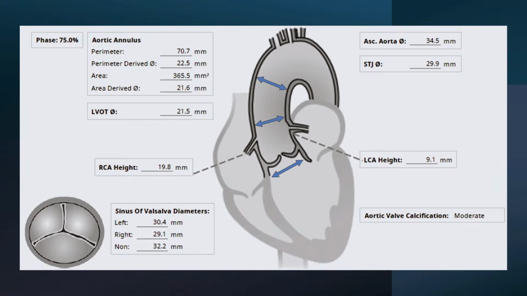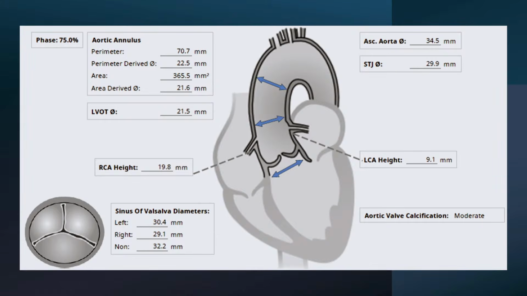So here we've got an area derived diameter of around 21.6, and if we see the coronary heights, it doesn't matter too much here because the patient is already post CABG and the grafts are well patent. But if the patient had SVGs here, we would like to go with a balloon expandable valve.